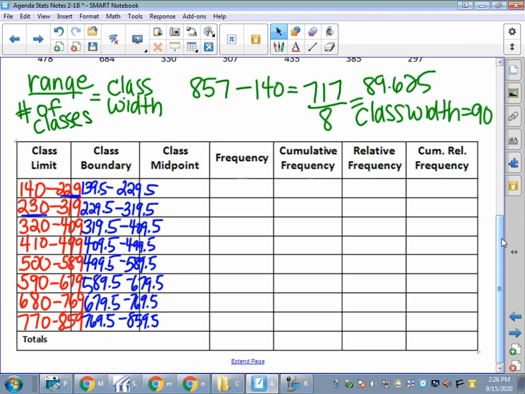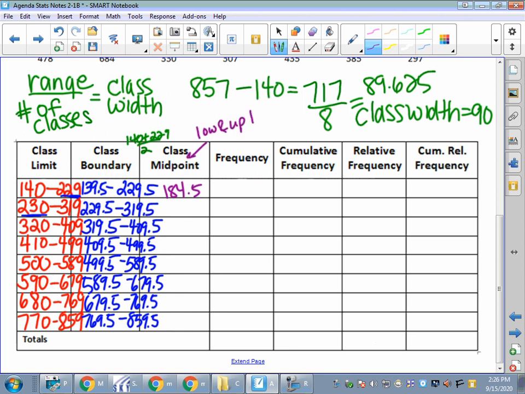All right, I wanted to go through that. Midpoint, I think you're going to be able to figure this out pretty quickly. Midpoint is add your upper and your lower class limit, so 140 plus 229 divided by 2. That's going to be your class midpoint. So I believe that's a 184 and a half. So midpoint is equal to low and up limits divided by 2. It's a halfway point. It's the average of your two sides of your class limit. You can go through all of that.